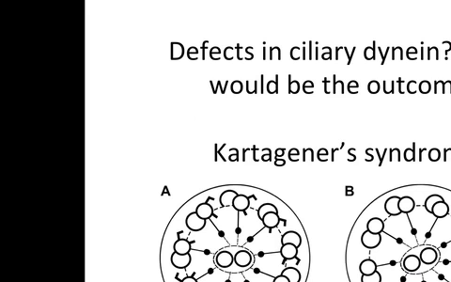So if you have a defect in ciliary dynein, a defect in this motor protein, what would be the outcome? There's actually a syndrome called Kartagener's syndrome, I hope I'm not killing the pronunciation, where you have missing dynein arms. This would be normal cilia, just like that picture I just showed you. And this would be if you're missing your dynein arms. What do you think the symptoms would be, or what would the patient look like who has this syndrome?